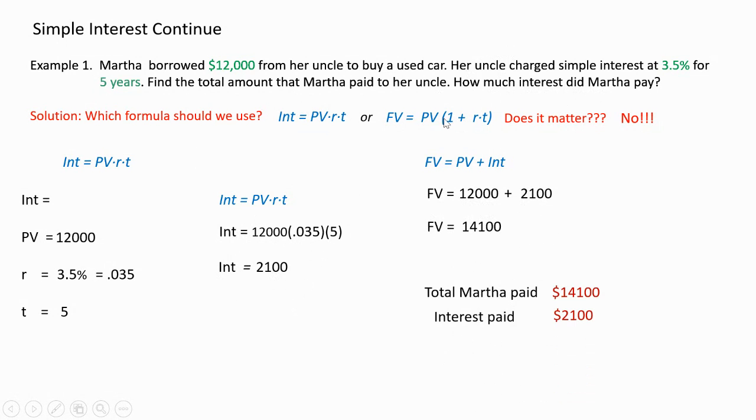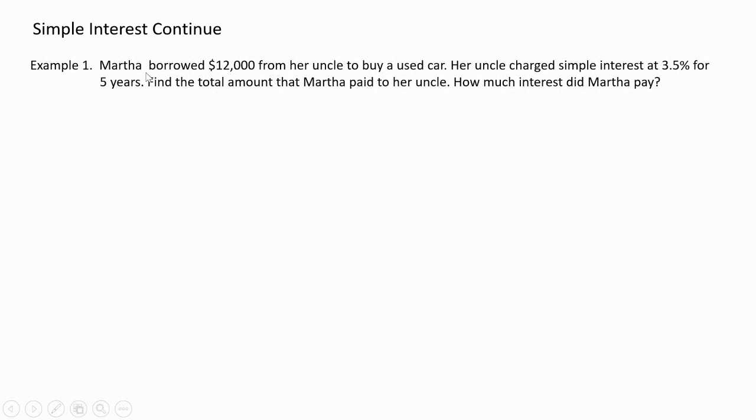Okay, now let me use this formula on the next slide. So again, same word problem, but now let's use this one. If we use this one, guys, we're going to put everything that's there. There's my FV, my PV, my R, and my T. So we begin to put in the information that's given. The present value is 12,000 again. The rate is 3.5%, which is 0.035, and the time is 5 years.